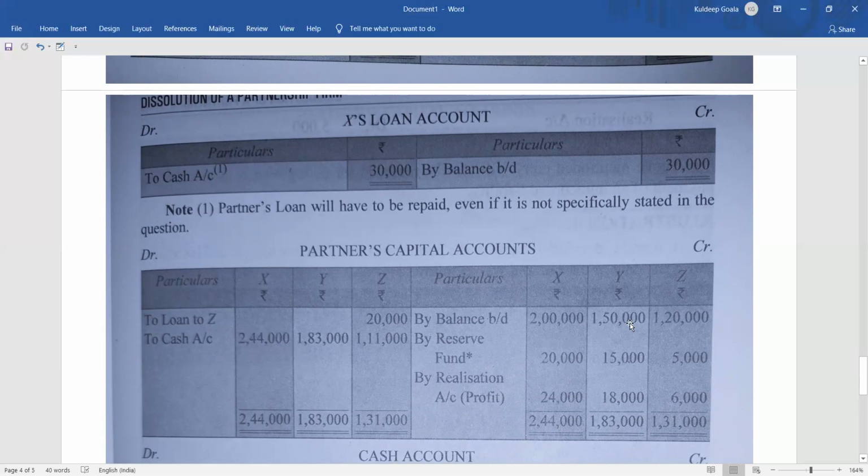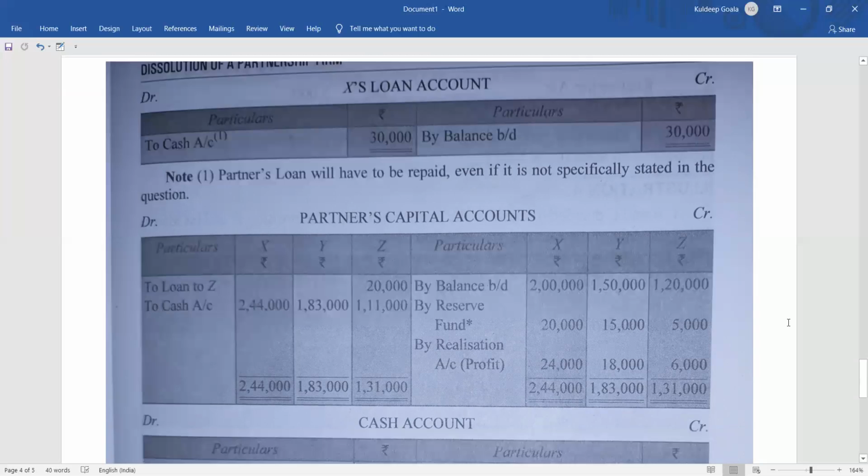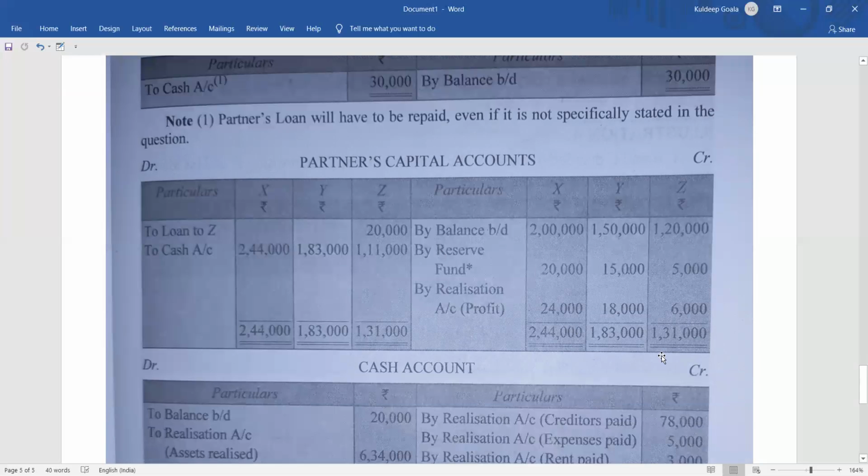In case of Y, it was 1,50,000, 15,000, and 18,000. The total comes to 1,83,000, which is totally paid, 1,83,000 in case of Y. In case of Z, it was 1,31,000, and 1,11,000 is the balancing figure after deducting 20,000. So 1,11,000 is paid to Z. Okay, so whole of the payment is over.